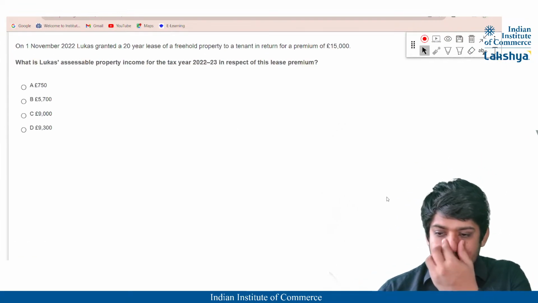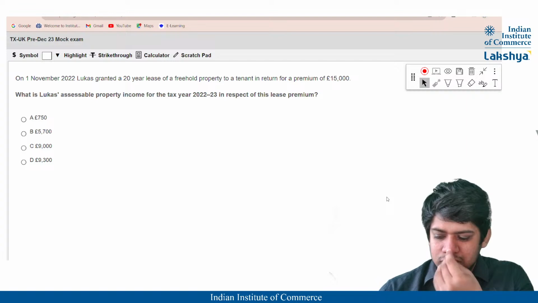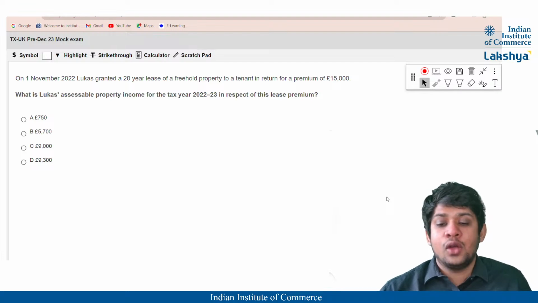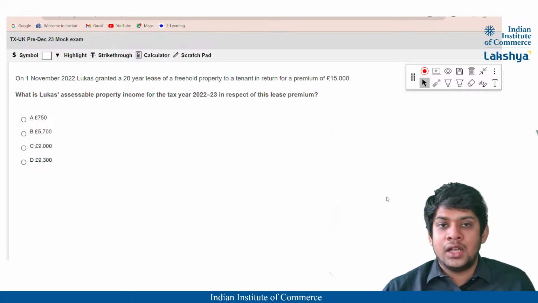Okay, so let us look at this scenario now. On 1st November 2022, Lucas granted a 20-year lease of a freehold property to a tenant in return for a premium of £15,000. Technically, this is a short-term lease, firstly, because any lease of property which is less than 50 years is considered short-term. So here it is a 20-year lease.